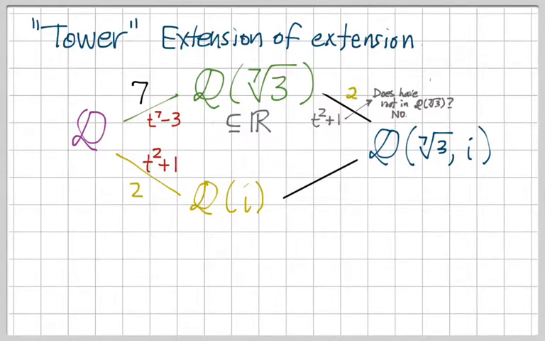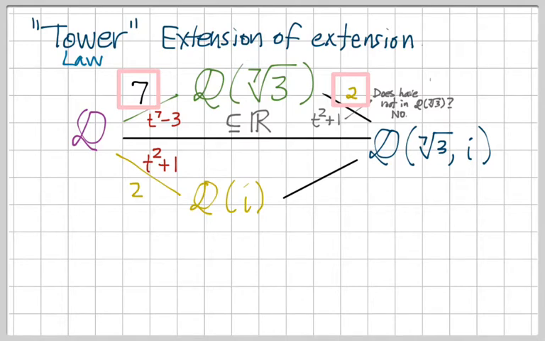Yeah. So really, the 7 times 2 that we want is not the 7 and 2 on the left here, but rather, it's the 7 and 2 that cast this as an extension of an extension. This 7 and that 2. And the Tower Law, which is what this morning's video was on, says that this total extension, in other words, the big field over the small field, Q adjoin the 7th root of 3 and i as an extension of the rationals, its degree is going to be equal to 7 times 2.